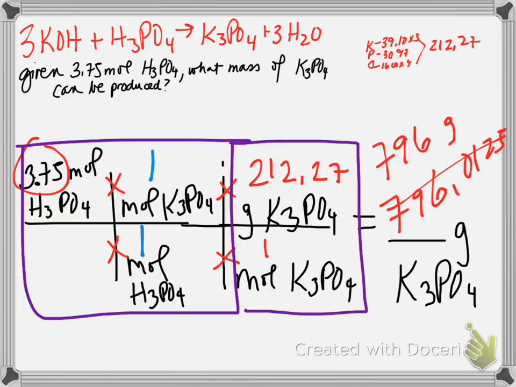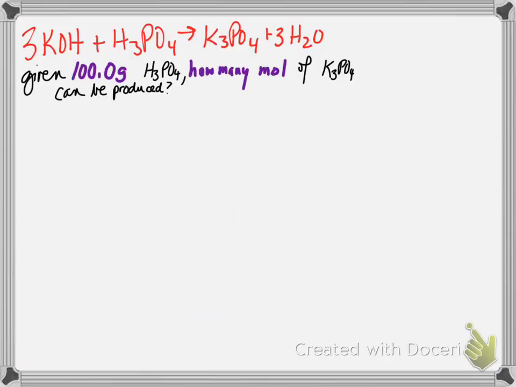Now, let's do a grams to moles. I changed the problem up a little bit. Same reaction, and I'm actually using the same things. I'm using the phosphoric acid and the potassium phosphate. So given 100 grams of phosphoric acid, how many moles of potassium phosphate can we produce? What goes in the first box every single time? All together now. The given!